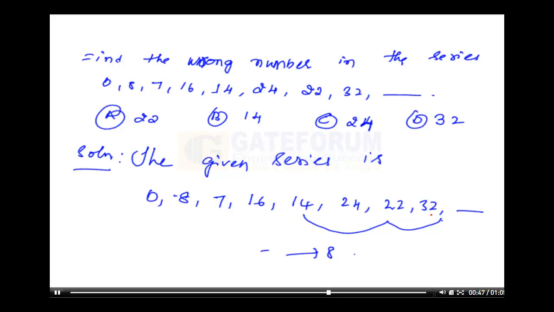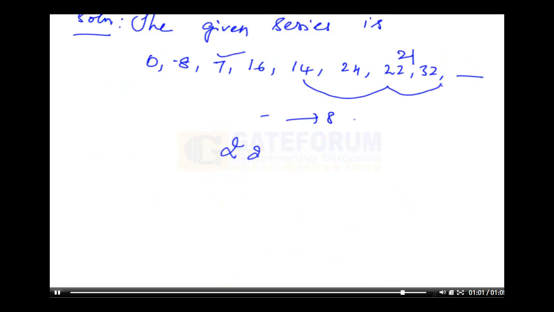So the numbers in the odd places are multiples of 7. If they are multiples of 7, then it should be 0, 7, 14. Next number must be 21. Instead of 21, it is given as 22. So the wrong number is 22. That is option A.